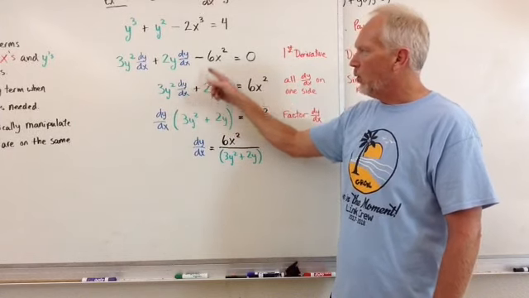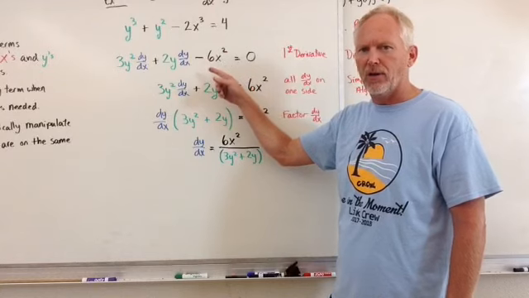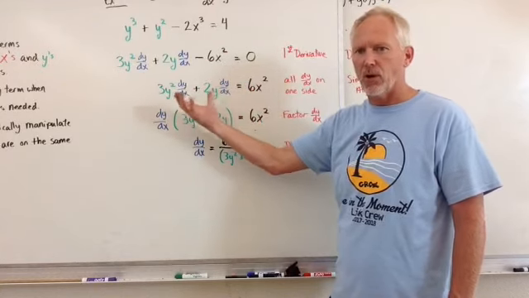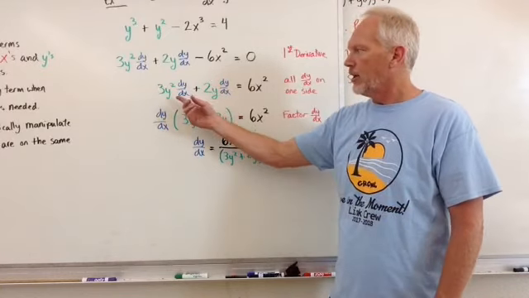Next, we want to move everything that is not associated with dy/dx, or dissimilar to dy/dx, and collect like terms on one side of the equation, just like you would in any algebra move.